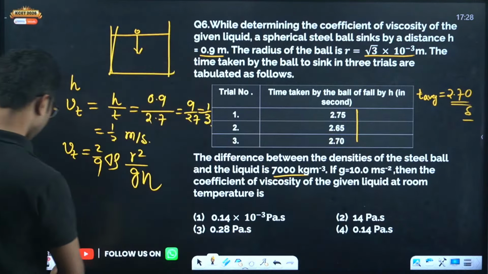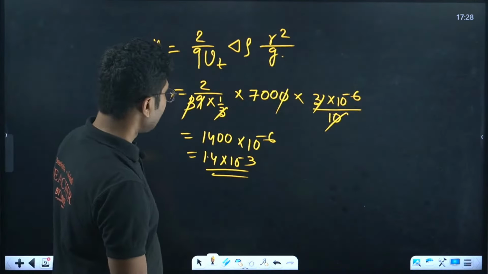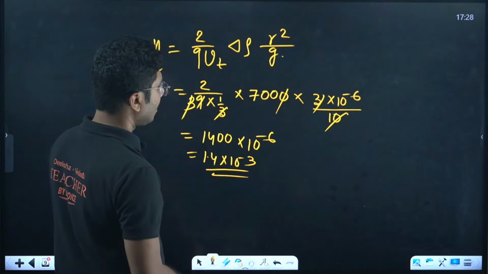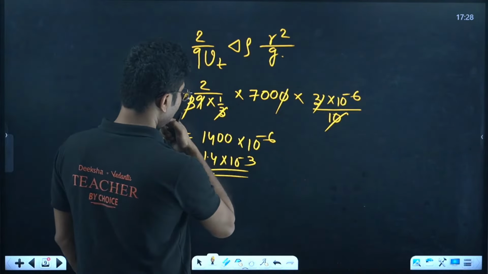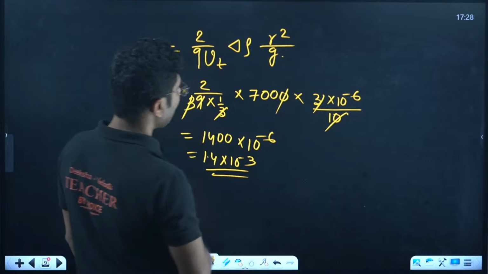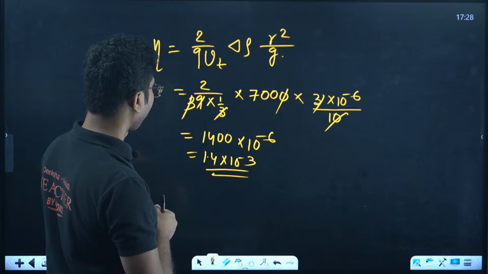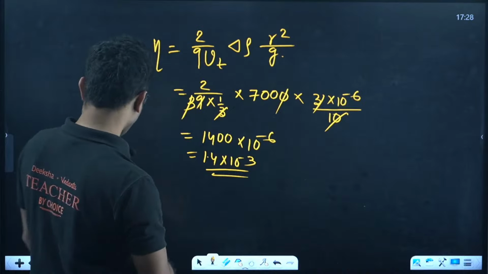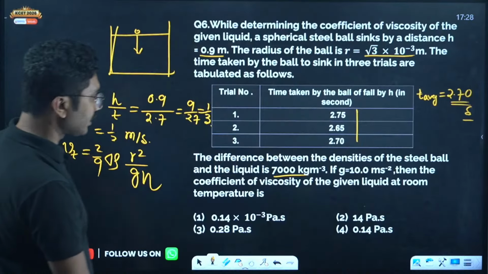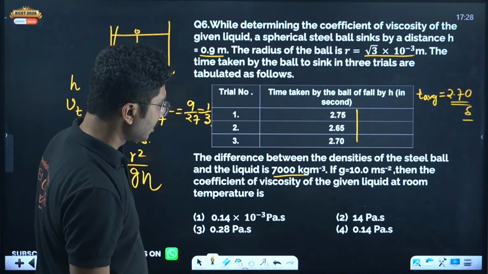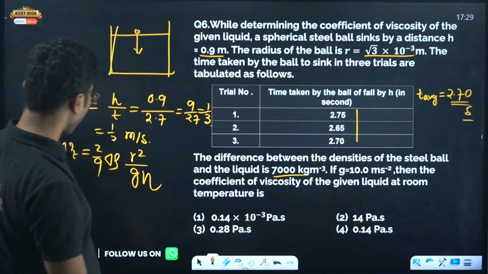Have I made a mistake? Yes. No. I am getting one 0 less. The difference is 7000 or 700? 7000 is given. g is 10.